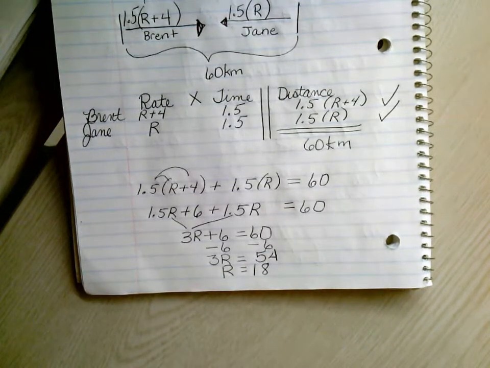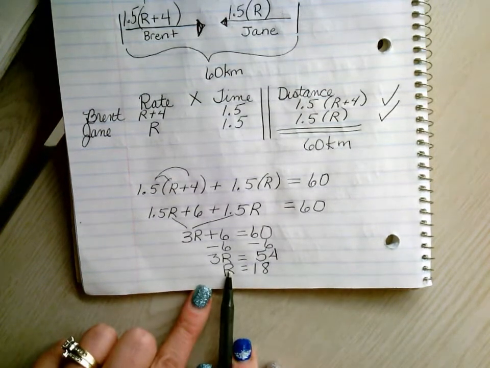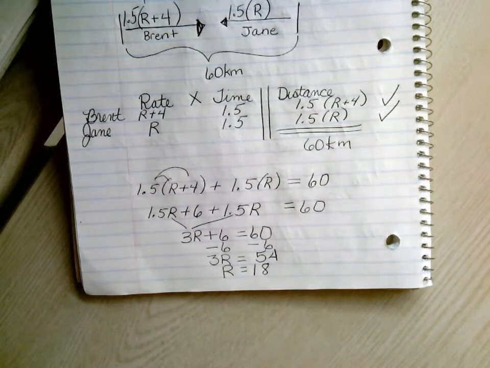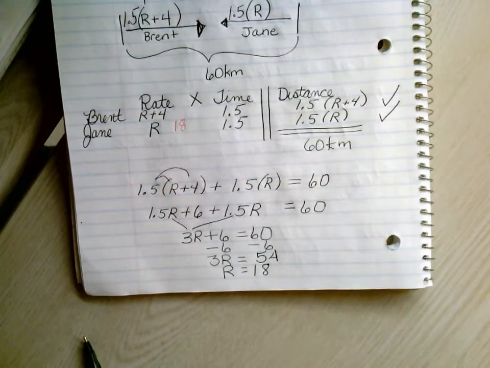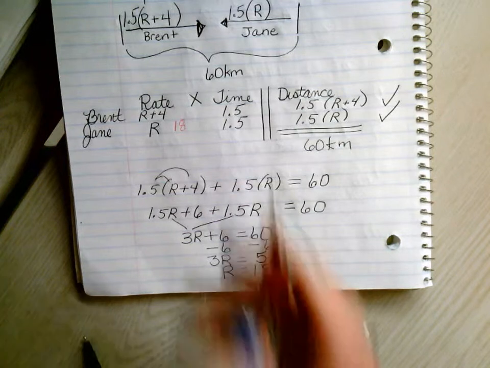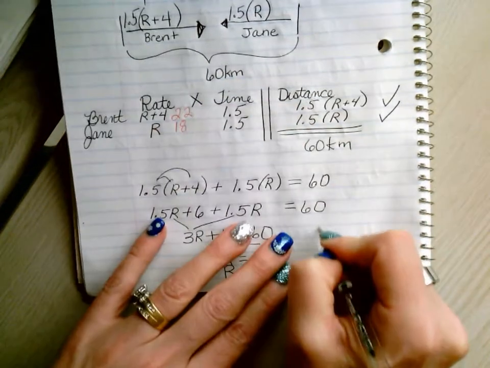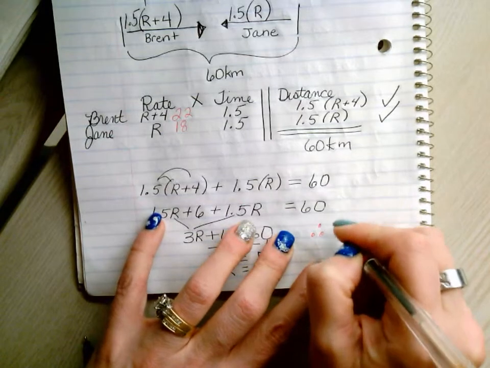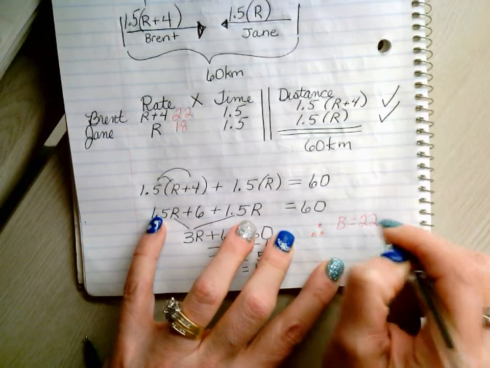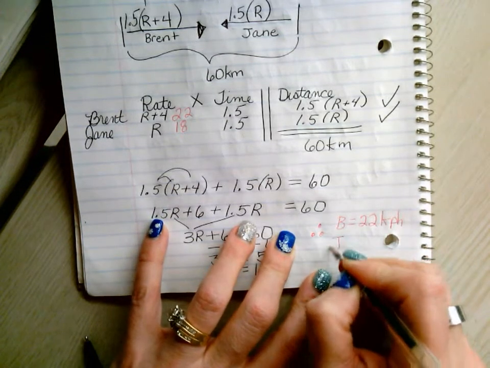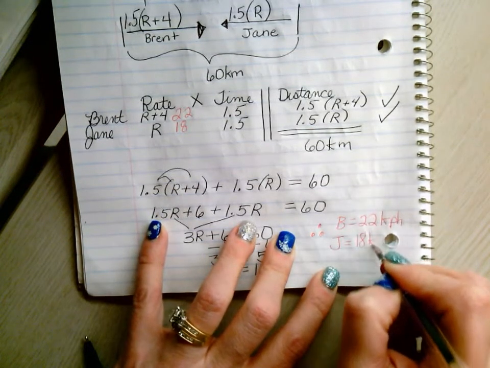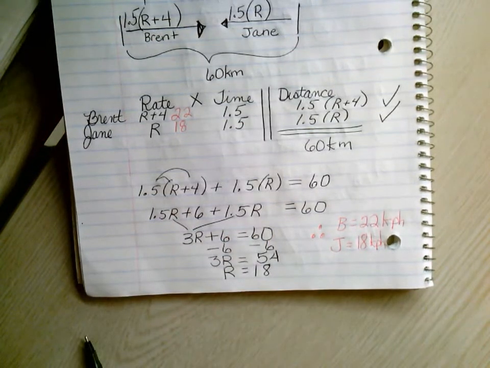What does that tell us? Whose rate is 18? Jane indeed is 18. If Jane is 18, Brent is 4 greater. Makes him what, 22? If I can add. Therefore, B is 22 kph, and Jane is 18 kph. Okay? Motion in opposite direction.